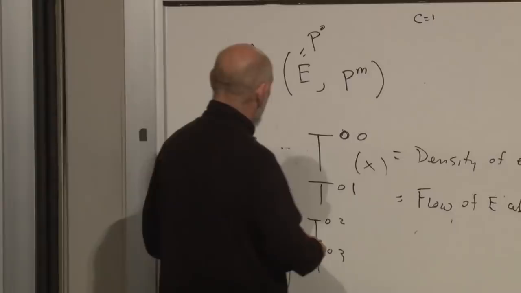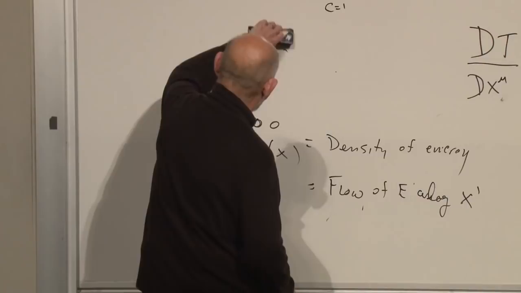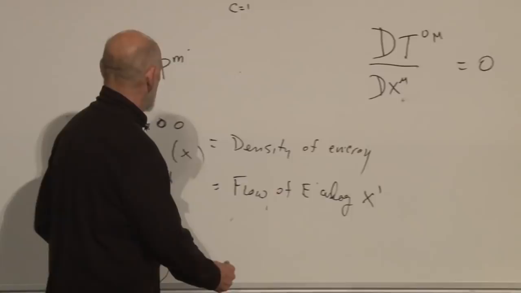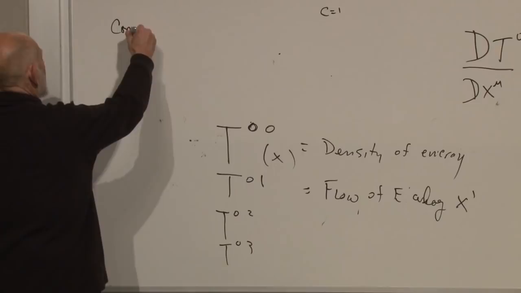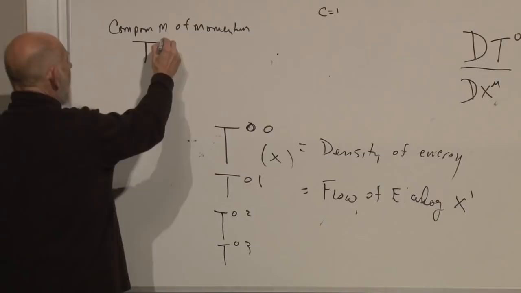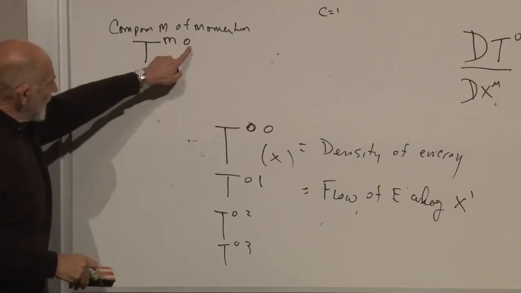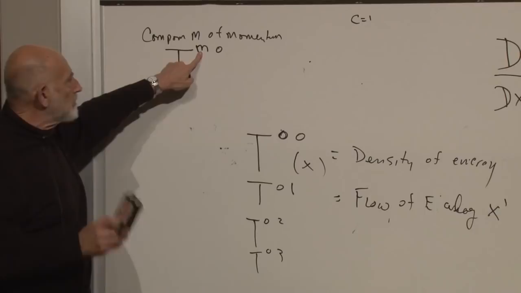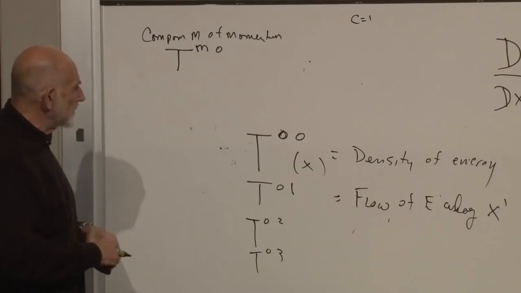Let's say the component PM. The component PM also has a density. Put it up here. Component M of momentum. It also has a density, and that density is called T M naught. The naught here indicates that it's a density. The M here indicates that we're talking about the mth component of the momentum. So we read this: the density of the mth component of momentum, it's also a function of x.